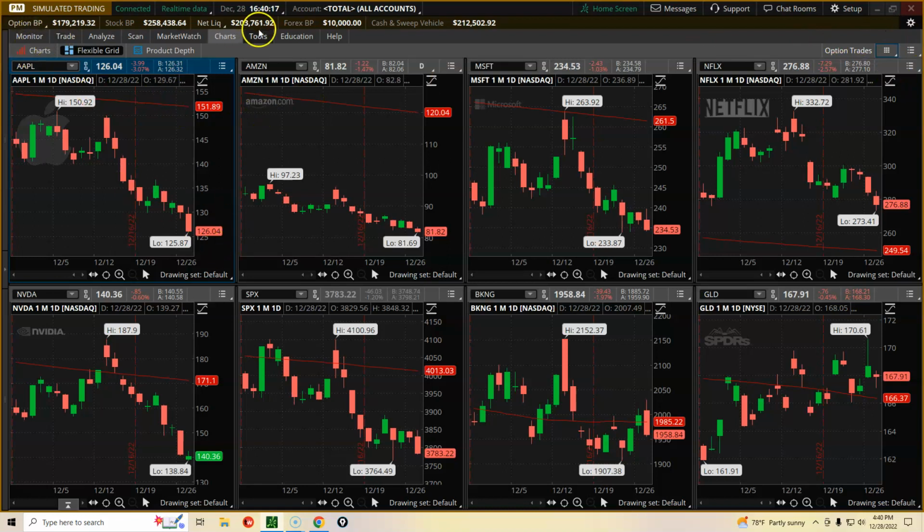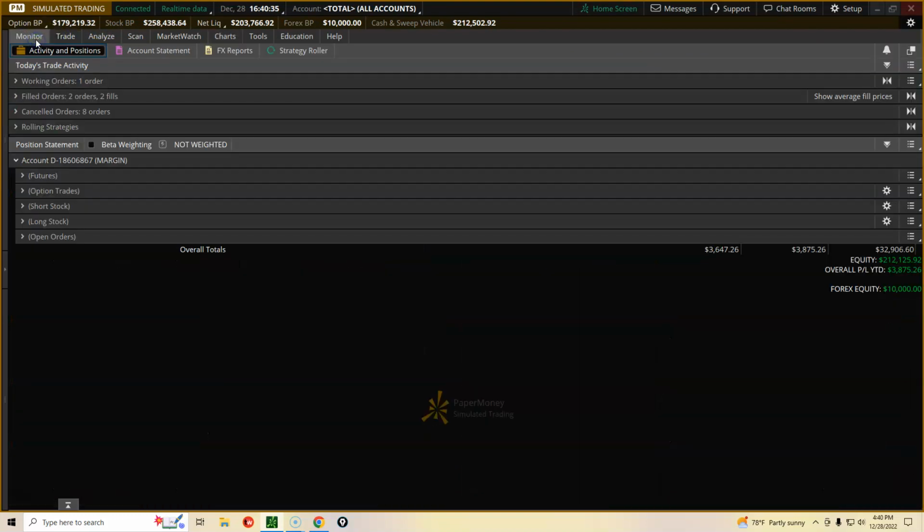So let's move over here to the monitor tab. Just in case I didn't make this clear, we're under the charts tab, and we have three different options here: product depth, flexible grid, charts. I'm using these charts under the flexible grid for that. Let's click over here to monitor. Now we're under the monitor tab. Everything is closed up besides this part.